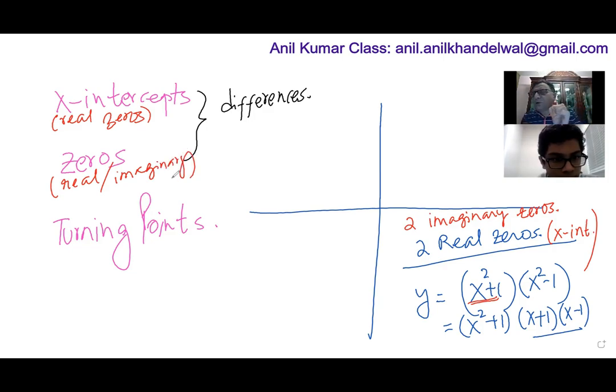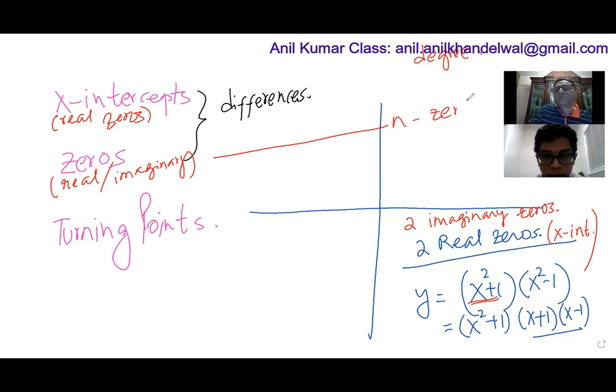Now, if the polynomial is of degree n, then it will always have n zeros. You get the idea? So when we talk about polynomials, degree n means n zeros. Some of them could be real, some of them could be imaginary. Imaginary zeros are always in conjugate pair, plus and minus.